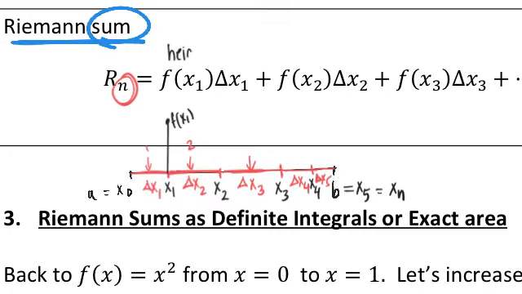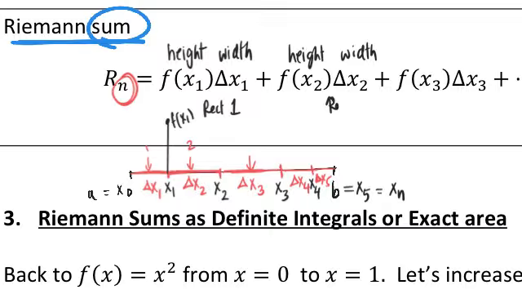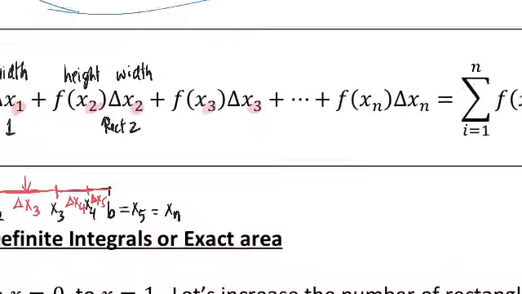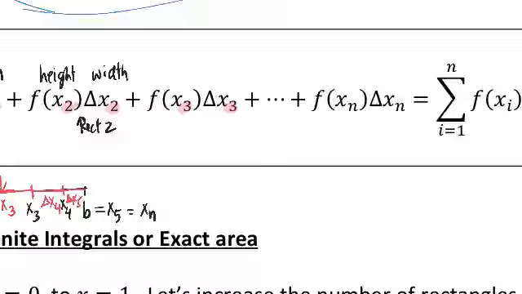So here's my height of the first rectangle and my width of the first rectangle, right? This is rectangle 1. And then I have height times width again for rectangle 2, right? And so on. And you can see the counter or the subscript here is changing from 1 to 2 to 3, right? So height times width until I get to the last rectangle, and this is the height and the width of the last rectangle, the nth rectangle, okay? And that's a Riemann sum.